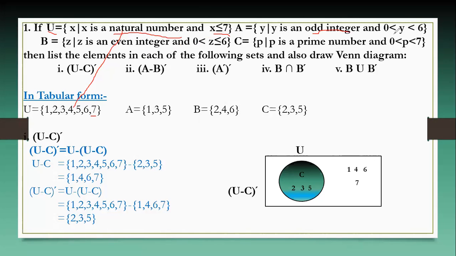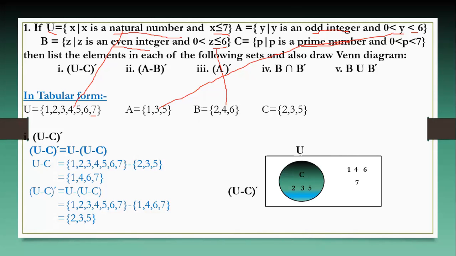Now the second set is odd numbers greater than 0 and less than 6. That means 1, 3, 5. Even numbers greater than 0 and less than or equal to 6. It means 6 is also included. Am I right? Even number 6 is also included. So 2, 4, 6. Now the prime numbers are there.